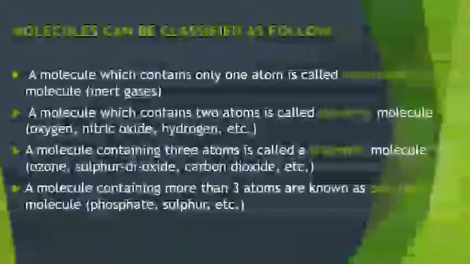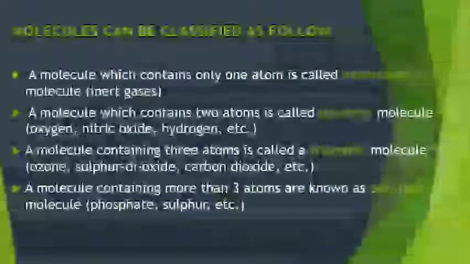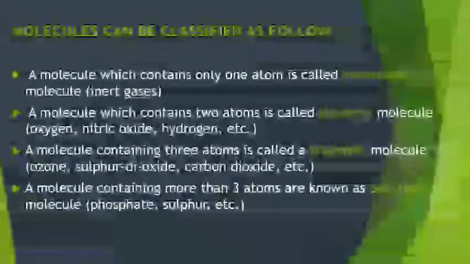So, carbon is one atom. Oxygen exists as a diatomic molecule, which means 2 oxygen atoms are present there. So totally 3 atoms chemically combine to form a triatomic molecule. Then, a polyatomic molecule means a molecule containing more than 3 atoms, like methane, phosphorus, sulfur.